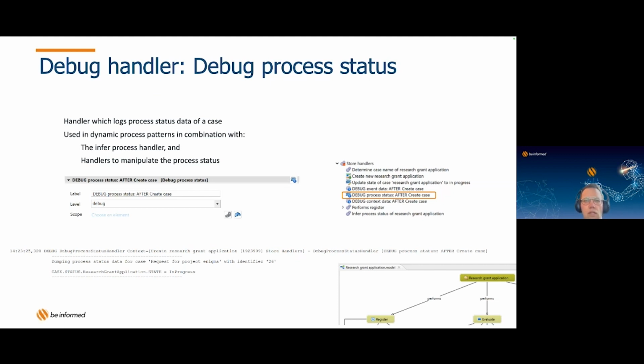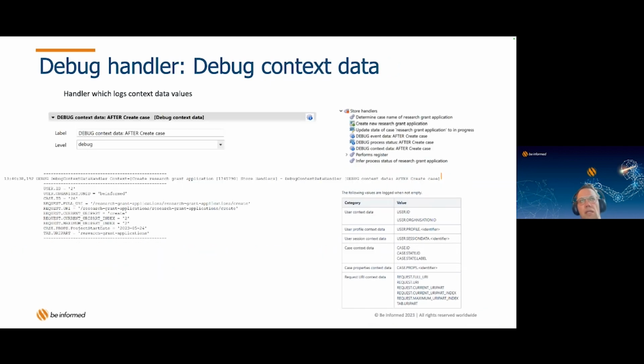And then the last one, I think already, is the debug handler with debug context data. Context data is data that's frequently available. For instance, the user ID, the organization ID, the URI that has been called, and the case properties that are available. So those are all stated here. And in this example, you see that the user ID is apparently 2, the user and organization is being formed, the case ID is 26, and so on, which is just shown in the logging.